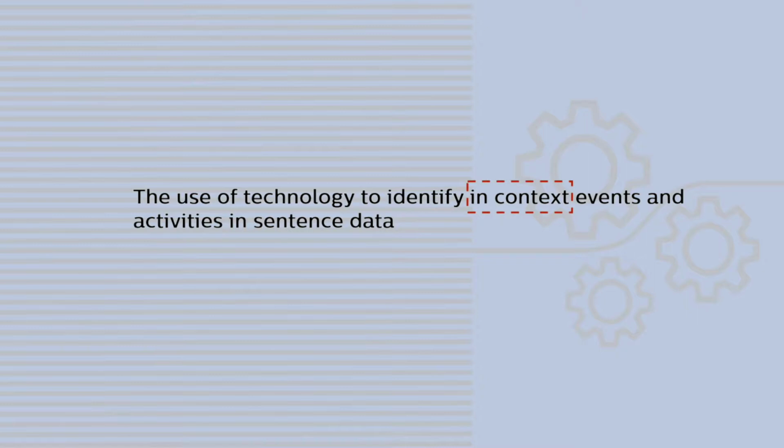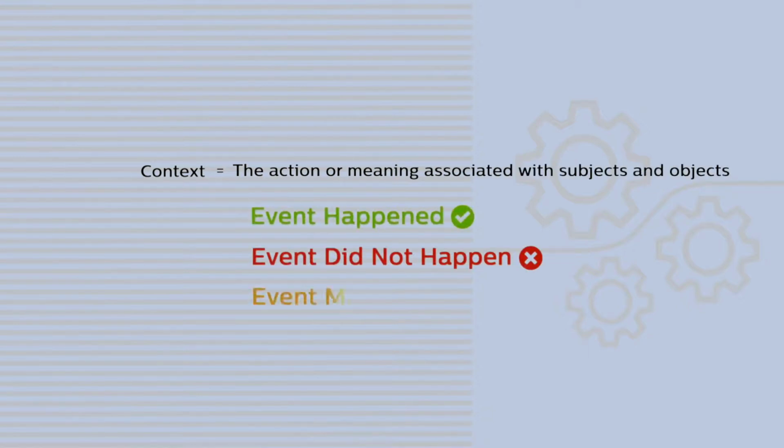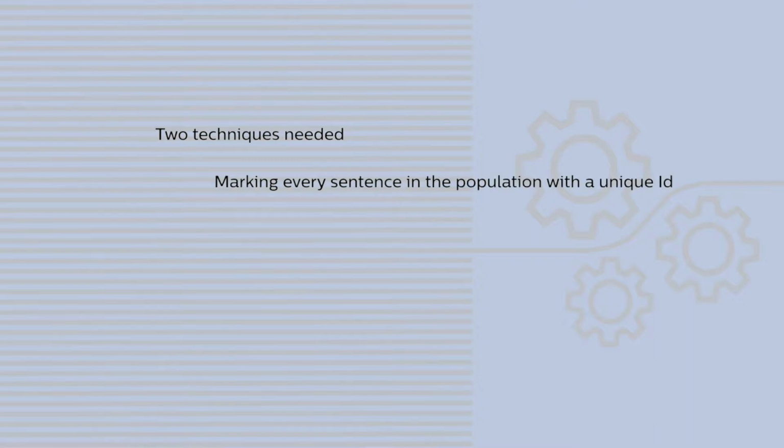As we established in our last video, context is the action or meaning associated with subjects and objects. We use these labels to distinguish events that happened, did not happen, or may happen. Here at the Sentence Data Refinery, we have found there are two techniques needed when using technology to identify the context of events and activities. The first technique is marking every sentence in the population with a unique ID, and the second is tagging words for grammar and semantics. We'll describe semantics in a minute.